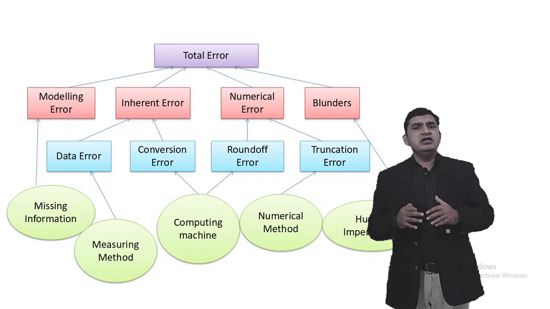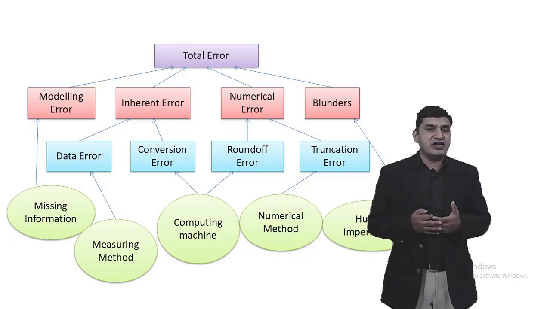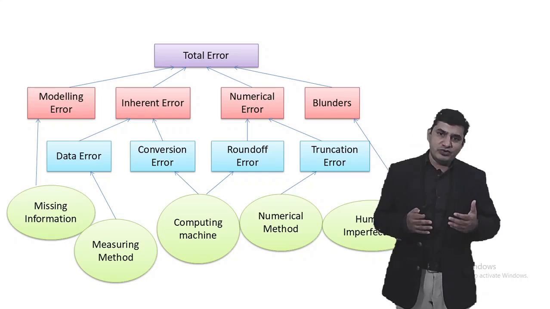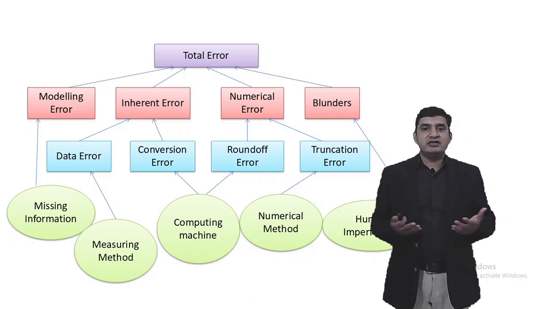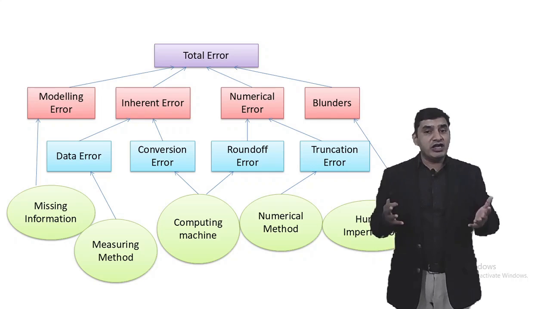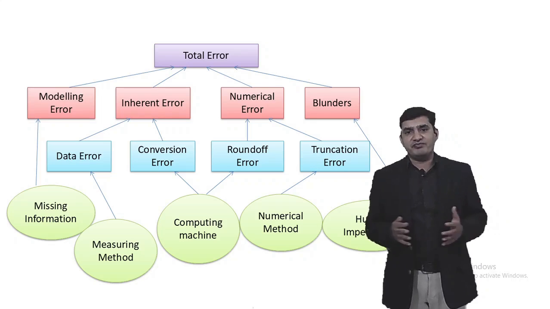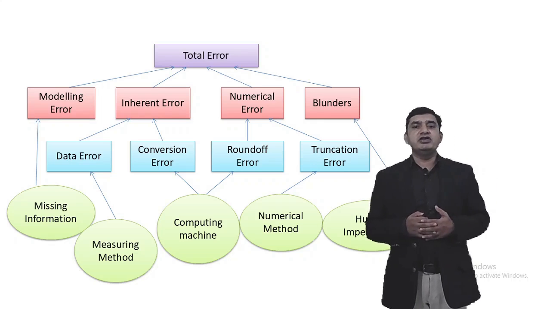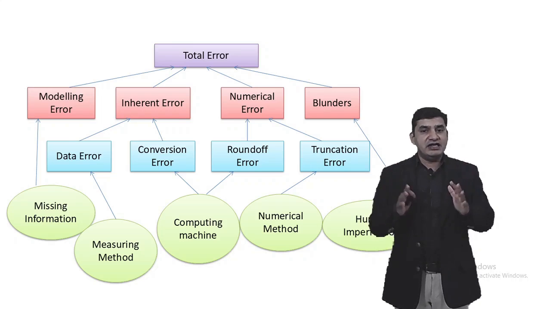And in numerical methods, truncation error can be introduced. In numerical methods, when we have to write the trigonometric function, hyperbolic function, or logarithmic function, then we have to neglect some terms, and therefore the truncation error is introduced, which is one of the numerical errors. So this is related to total error.